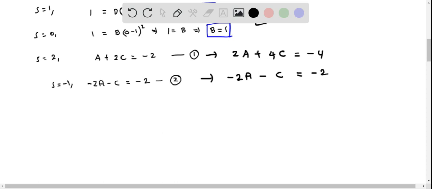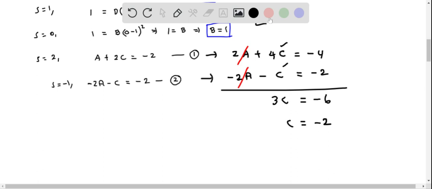Now let's add these two equations. So positive 2a and negative 2a will get cancelled, and 4c minus c equals 3c. This equals negative 4, negative 2, which is negative 6. So we get the value of c equals negative 6 by 3, which is negative 2. So we found the value of c equals negative 2.